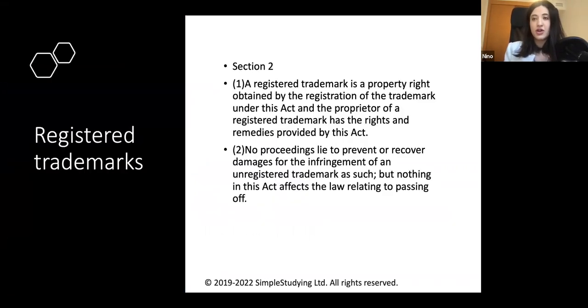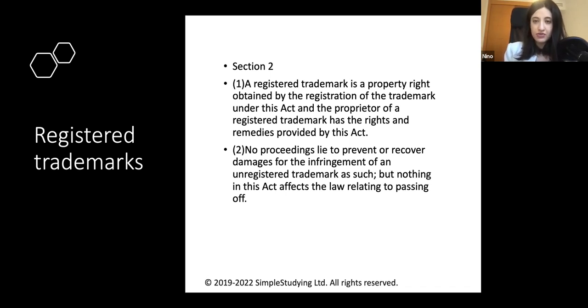Registered trademarks are different from unregistered trademarks. Trademark can be any brand. However, not all of them are registered trademarks. And if the brand is not a registered trademark, then it cannot have the protection under the Trademark Act 1994. So the first thing you need to watch out for is on the facts of the problem question is whether or not you are discussing a registered or unregistered trademark.